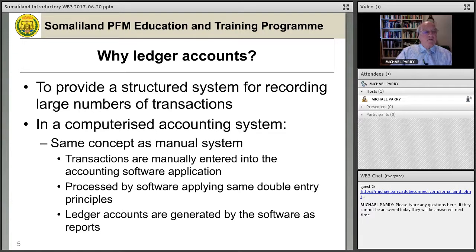Now, they were obviously developed for a manual system, but the concept is still used in a computerized accounting system. You still have to enter your transactions, your sales, your purchases into the accounting software. The software itself will then normally apply the double entry and create the ledger accounts as reports from the system. So if you're using a computerized system, it takes away much of the complexity from your perspective and does it for you. But if you're an accountant, you need to understand what the system is doing, and the principles are exactly the same as the manual system we will describe here.